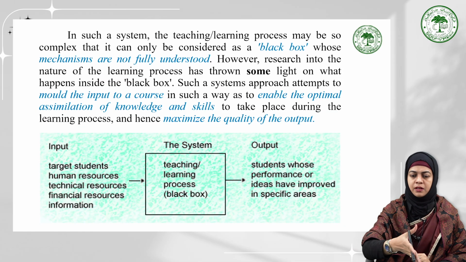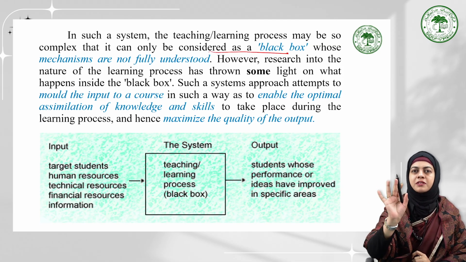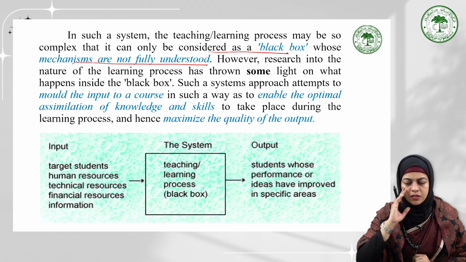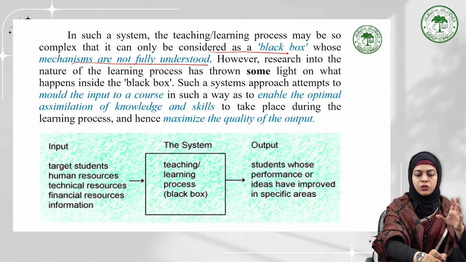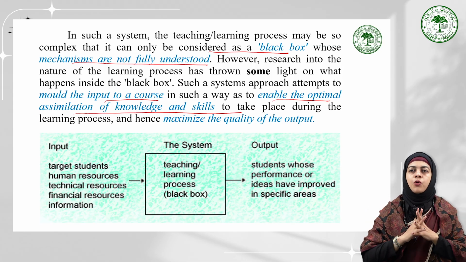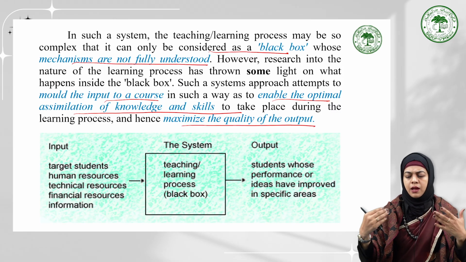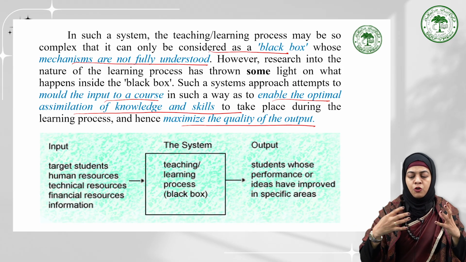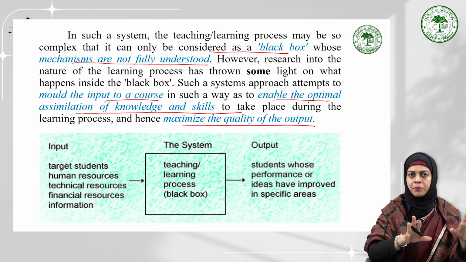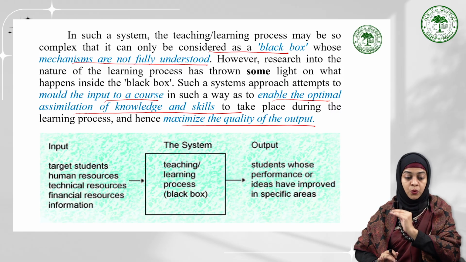Now, a system like the teaching learning process is so complex. Even in our language, anything that is complex, we consider it a black box. Something whose mechanism cannot be understood, you label it as, let that be a black box. Such a system approach basically attempts to mold the input to a course in such a way as to enable optimal assimilation of knowledge and skills. And ultimately, what are we trying to do? We are going to maximize the quality of the output. How the students' performance or ideas can improve in specific areas, or how the output can be optimized, the system approach makes sure that it looks into this matter. The input, the system, that is the black box, and the optimization of the quality of the output. That's our objective, the goal that we want to reach.